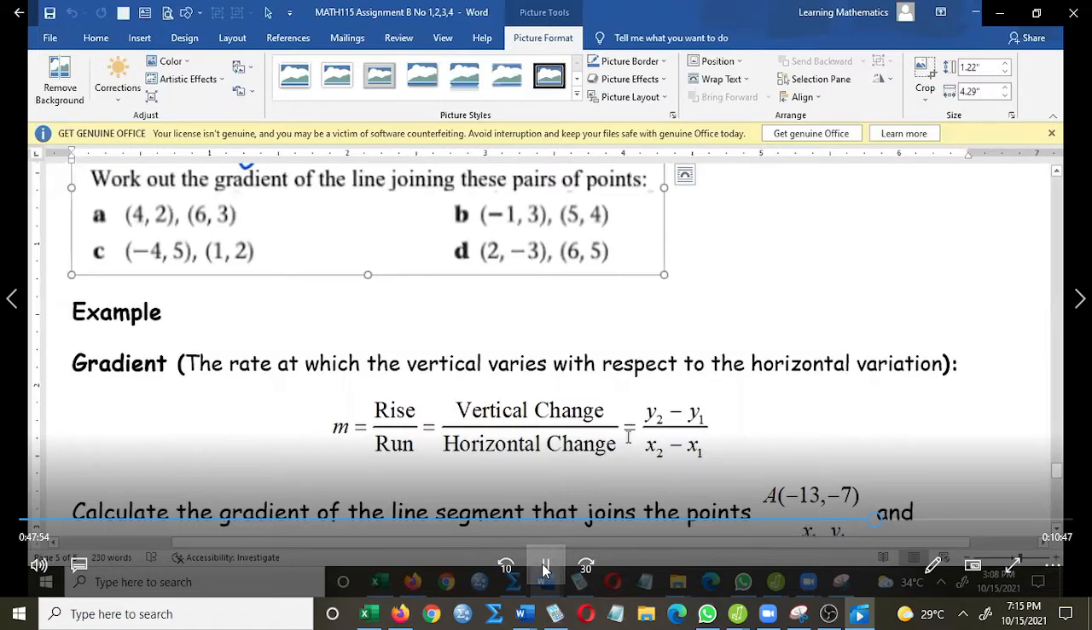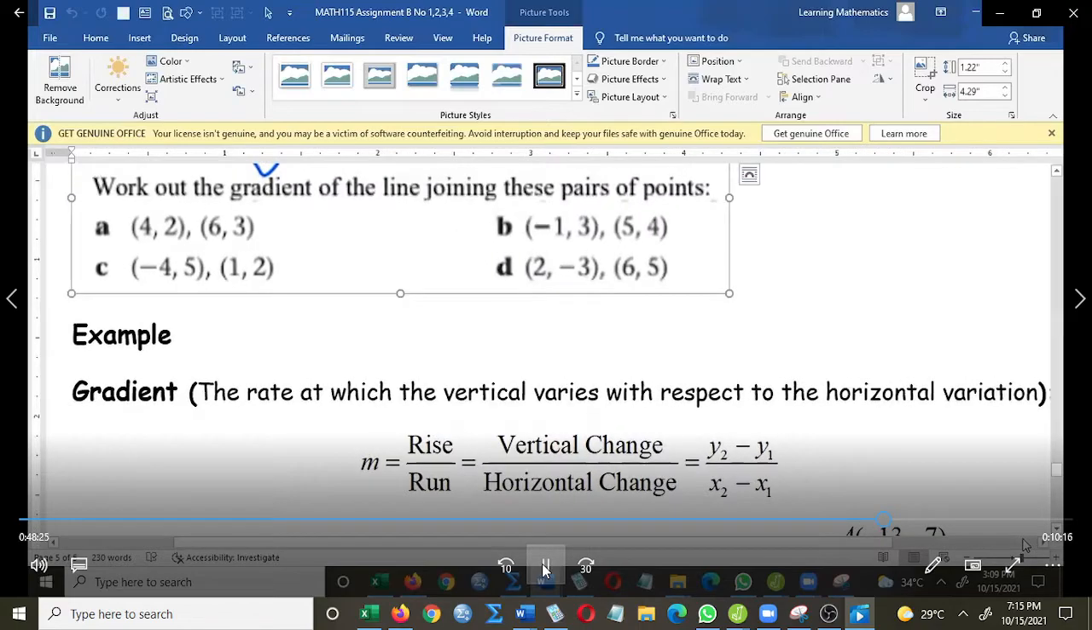Rise over run. Yes, that's how to calculate it. Vertical change over horizontal change. How can we put that in a sentence? How can we put all of this in a sentence? From formula back to sentence, back to a statement. Gradient is the what? The rate. What is it? The rate. The rate of what?